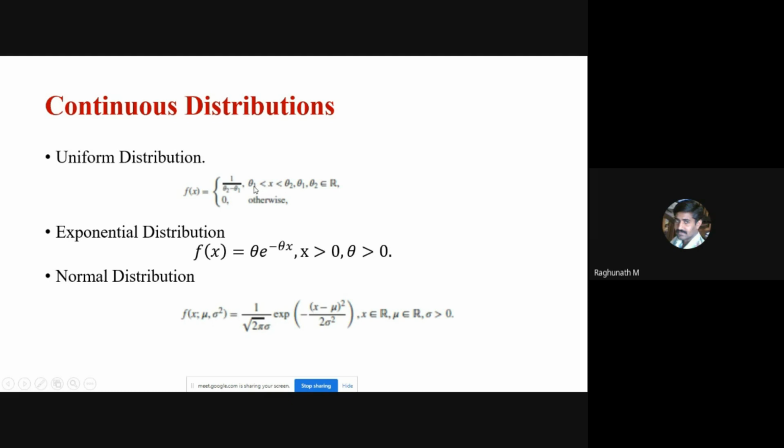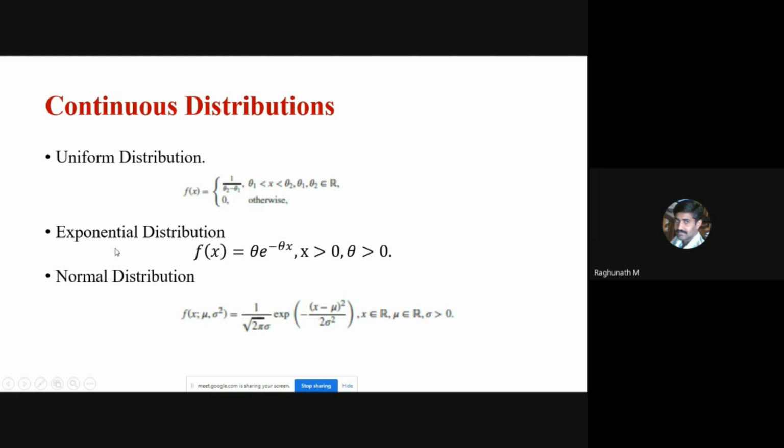If theta 1 is equal to 0 and theta 2 is equal to 1, then we call this uniform distribution a standard uniform, and it is denoted by capital U inside the bracket 0 comma 1. In general, the uniform distribution over theta 1 to theta 2 is defined with the probability density function given by f of x equal to 1 by theta 2 minus theta 1, where theta 1 and theta 2 are any real values. In fact, they are called parameters also, and 0 otherwise.